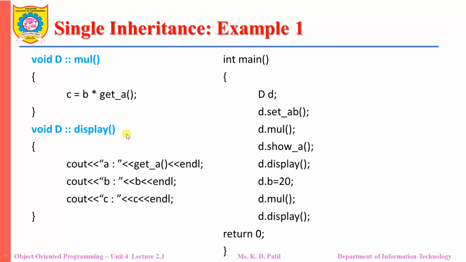In the display function, which belongs to class D and is its own member, the value of A will be displayed, B will be displayed, and C will be displayed. B and C values will be displayed directly, as both members are directly accessible to class D, since B is publicly derived from class B and C is its own member. As A is a private member of class B, through the getA function, which is a public member function of class B derived by class D by public derivation, the value of A can be obtained.